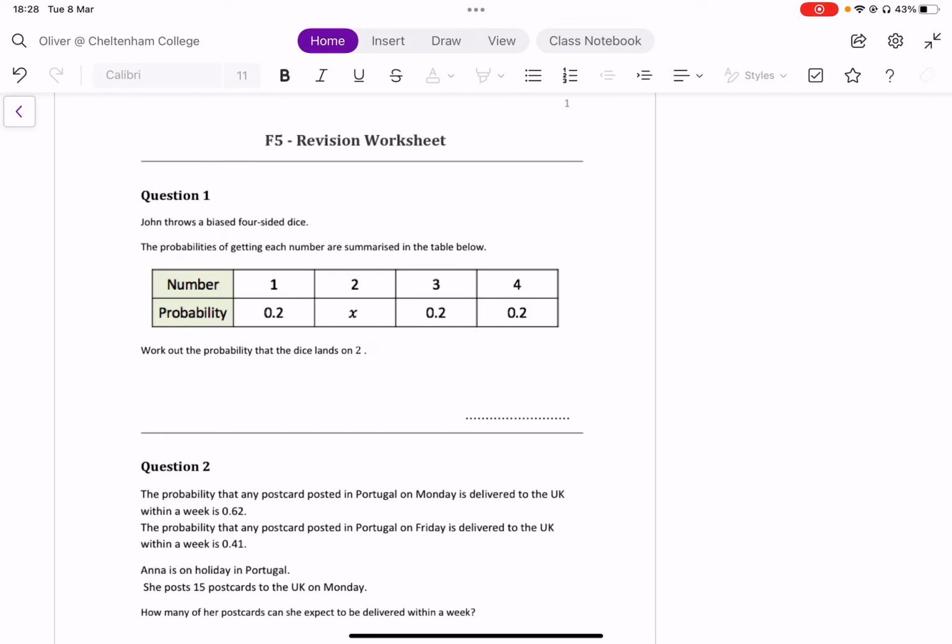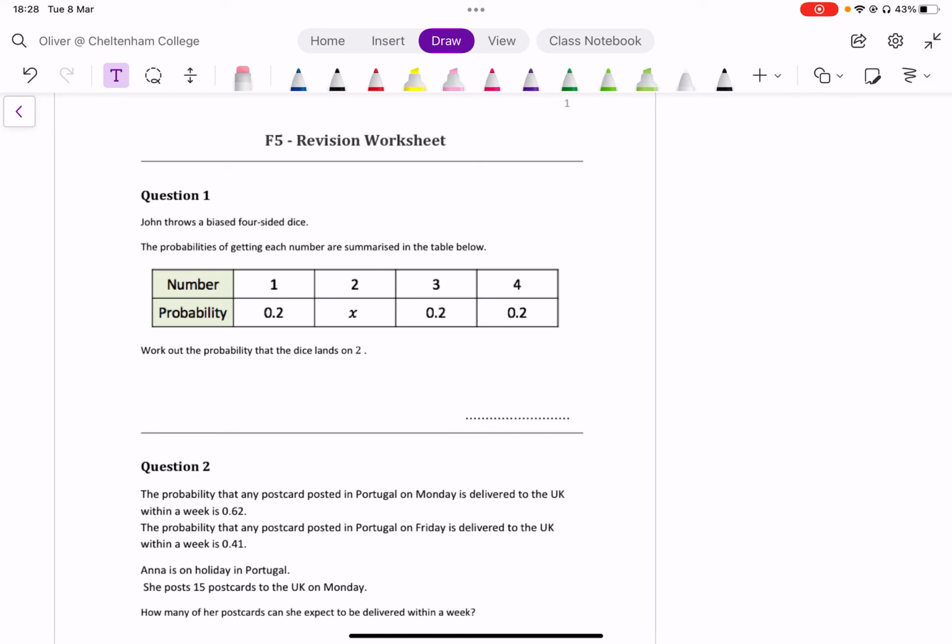In this series of videos, I'm going to work through the revision worksheet that you're doing over these next couple of lessons and for general revision. I'll work through it reasonably quickly, and obviously you can skip around and just look at the questions that you need to.